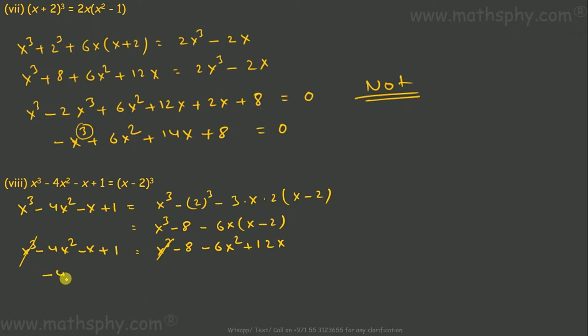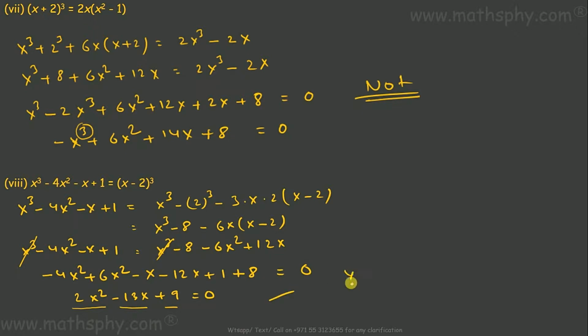So I have minus 4x squared. This comes this side plus 6x squared, minus x. This comes this side minus 12x, and then plus 1 minus 8 equals to 0. So I have 2x squared, and this will be minus 13x plus 9 equals to 0. So I have highest power as 2, and this can be written into ax squared plus bx plus c. So this is quadratic. Yes.